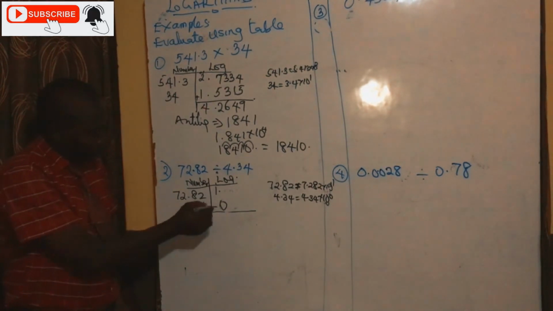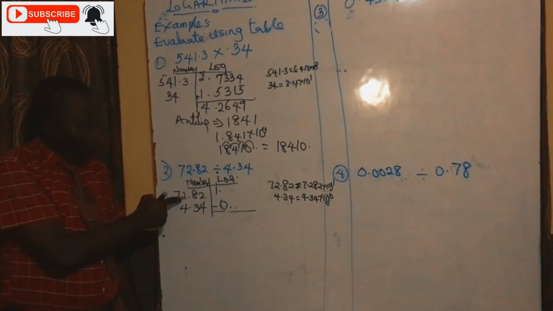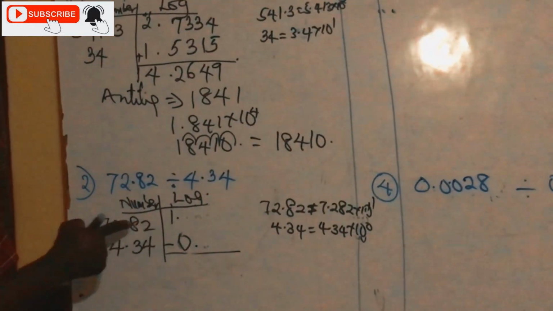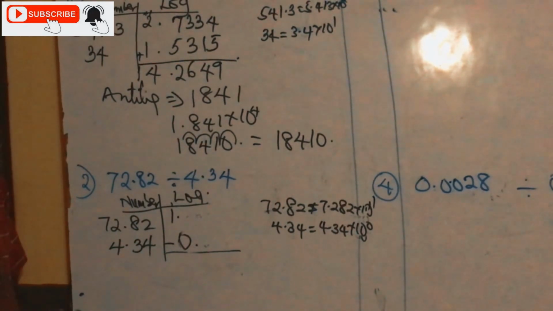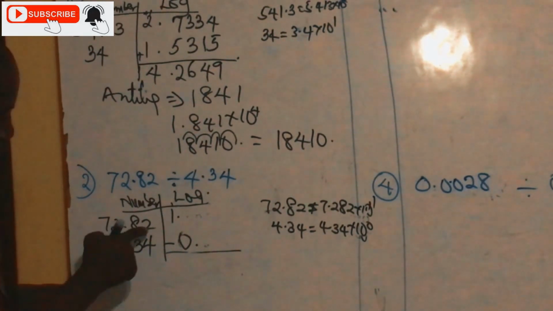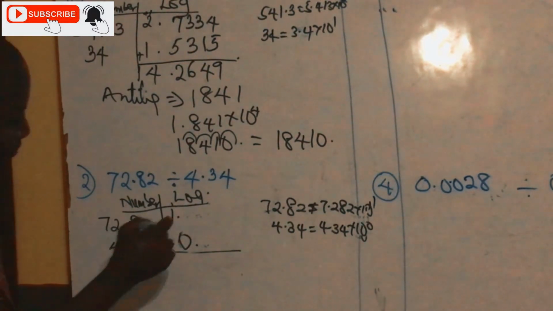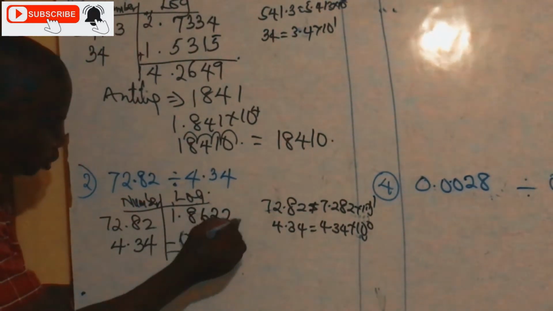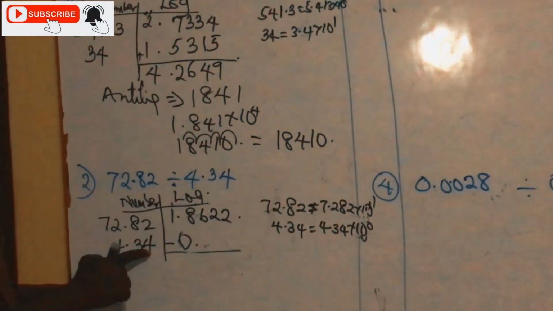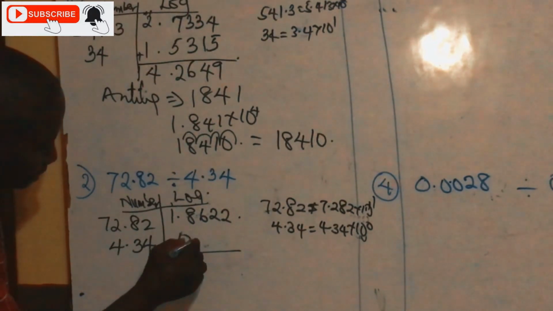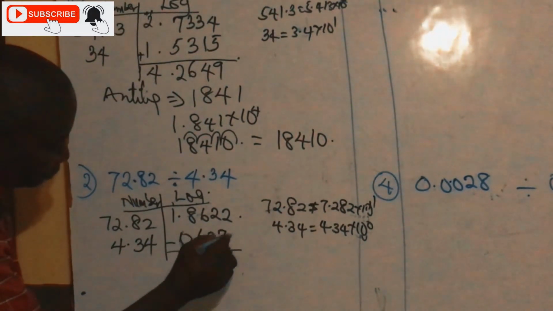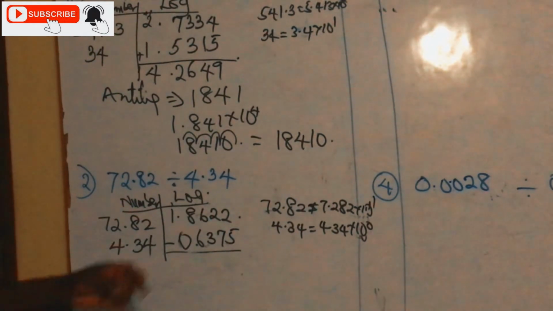In this, we are going to subtract. We are now going to check the four-figure table. 72 under 8, difference 2. 72 under 8 is 8621. Difference of 2 is 1. When it is added, we have 8622. 43 under 4. So when we look at 43 under 4, we have 6375. So what we need to do here is to subtract.